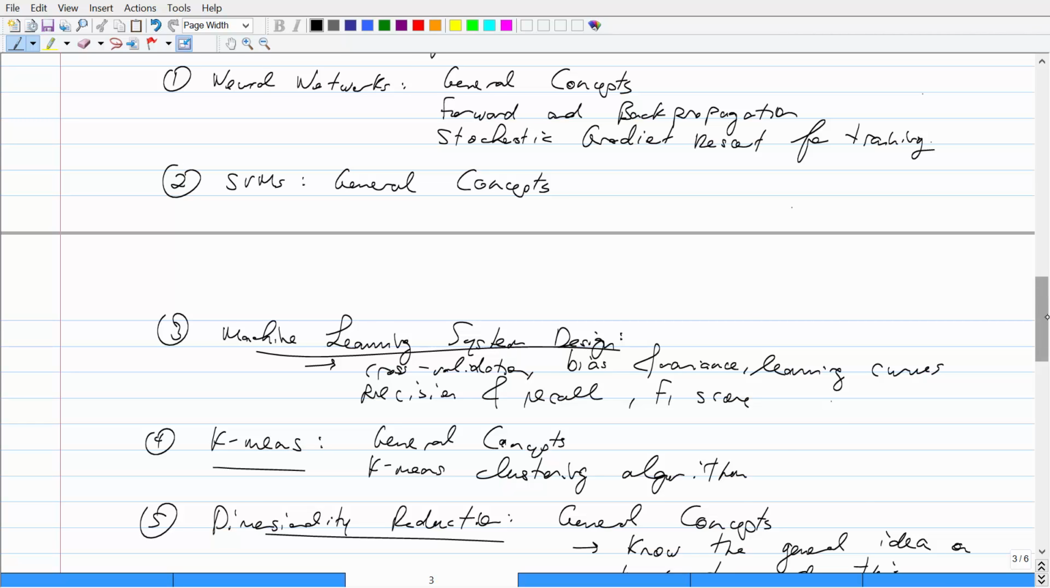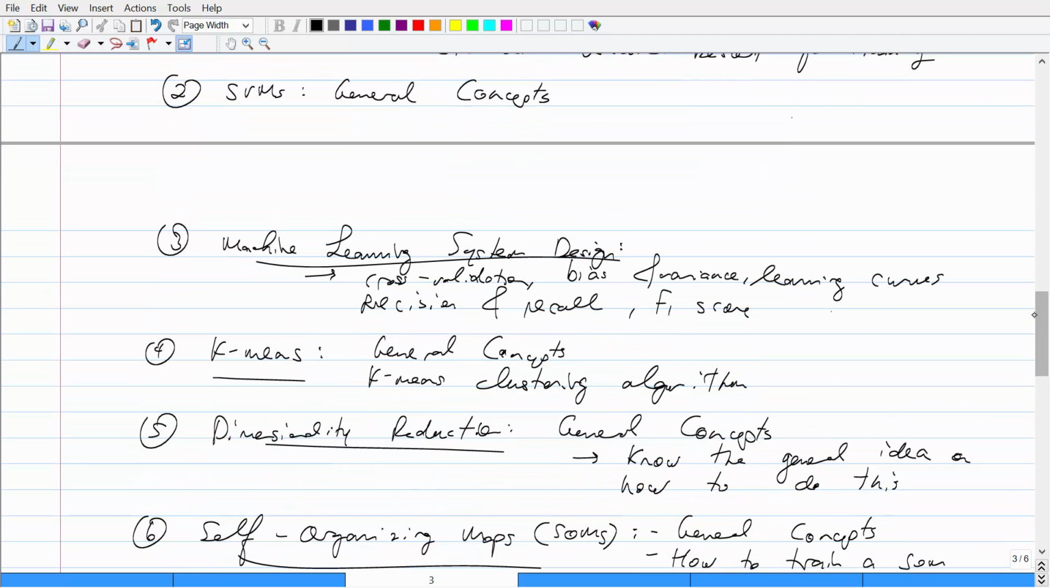And then we'll get on to k-means, so make sure you know exactly how k-means works, especially the clustering algorithm, how to calculate centroids, how to calculate memberships and all that. We'll do an example in class, of course.